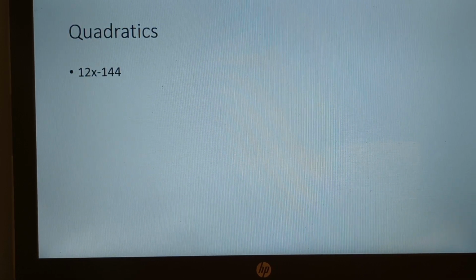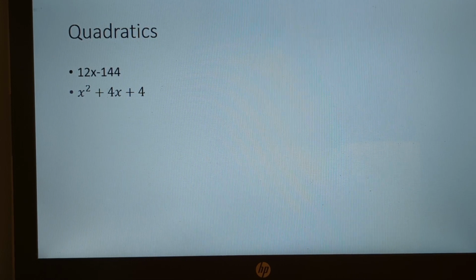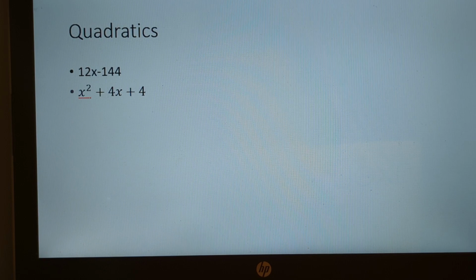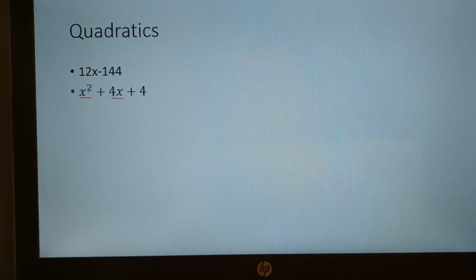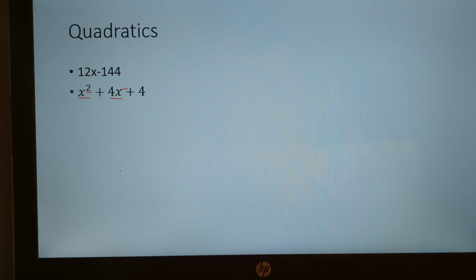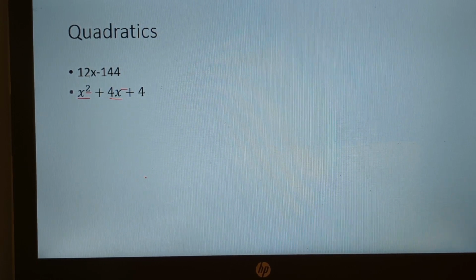Now the quadratic form is slightly more complicated in that it has two x components to it, here and here, and because this component is an x squared and they have a difference in power, you can't simply add them together, and so they can't be combined for a simple factorisation. You must find another way, and so for that it needs to be in a two bracketed form.